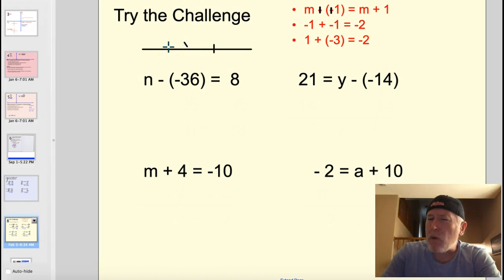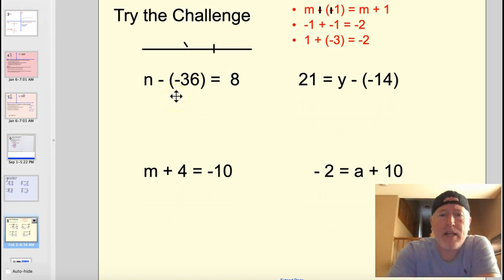We're going backwards, right? So you're really going to have a negative 2. You're going to go past the 0, past negative 1, and end up on negative 2 if you're jumping that on the number line. All right, keep those things in mind as we work through these.